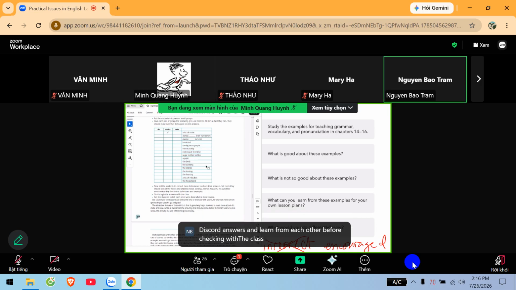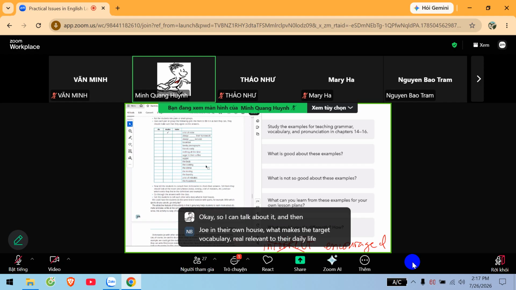And the task asks students to discuss who does which chore in their own house, which makes the target vocabulary relevant to their daily life. Okay, so you can talk about it and then relate it to their family. Okay.